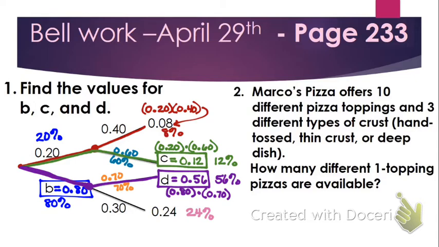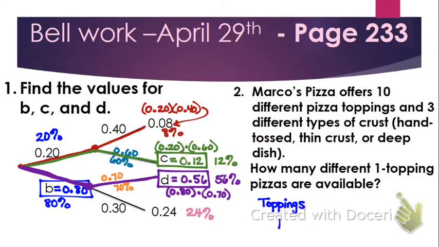How many hand-tossed pizzas with 1 topping could you get here? 10. How many one-topping deep dish pizzas could you get? 10. What about thin crust? So how many one-topping pizzas total are available? 30. We look at all of the possible toppings.